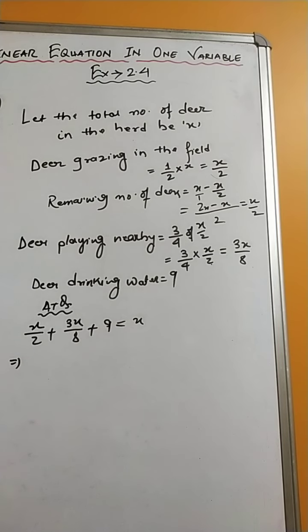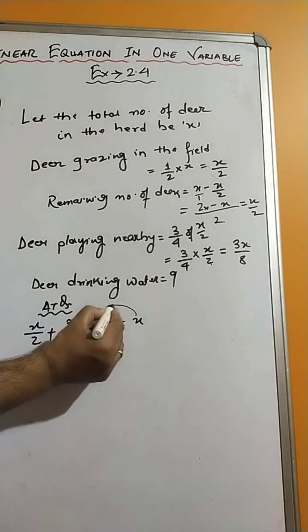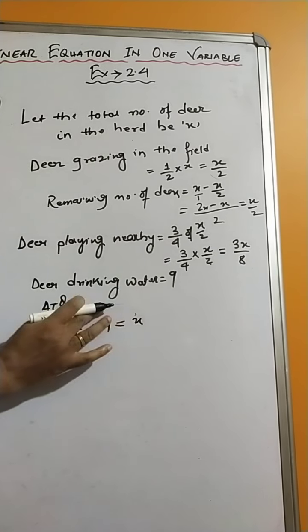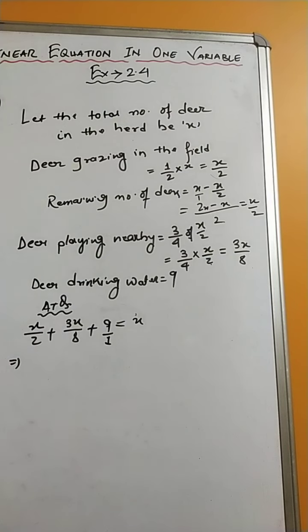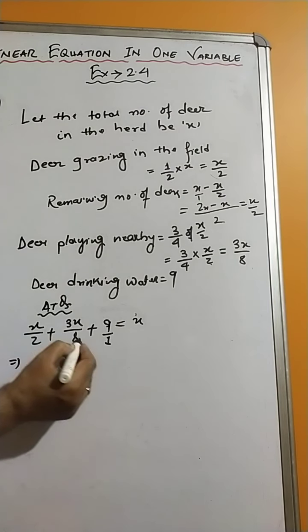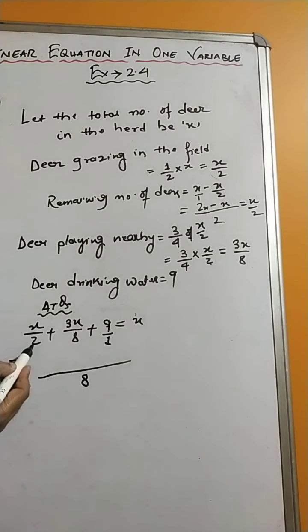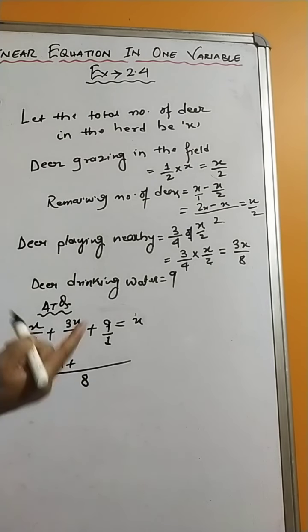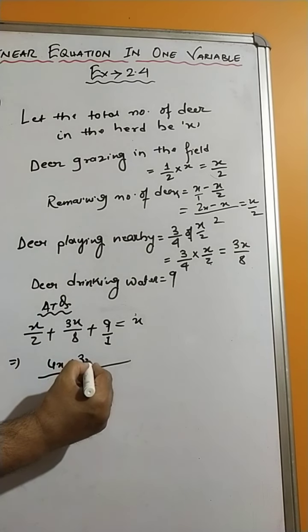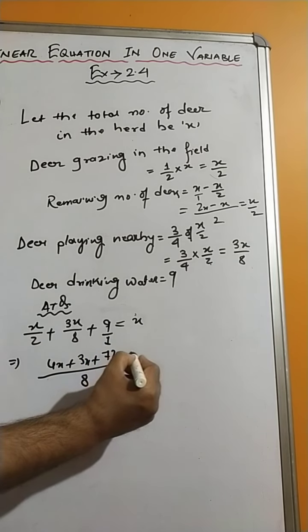Now in the next step we have to go for the LCM, isn't it? We'll keep the variable term here and bring the variable later. Now we'll take denominator 1 for 9, and take the LCM of 2, 8 and 1, which would be 8. If we divide 8 by 2, the answer is 4, and 4 into x is 4x. 8 divided by 8 is 1, 1 into 3x is 3x. Now 8 divided by 1 is 8, and 8 nines are 72.